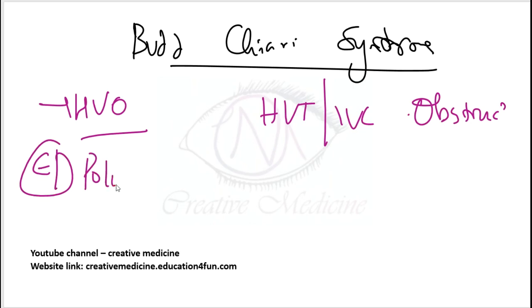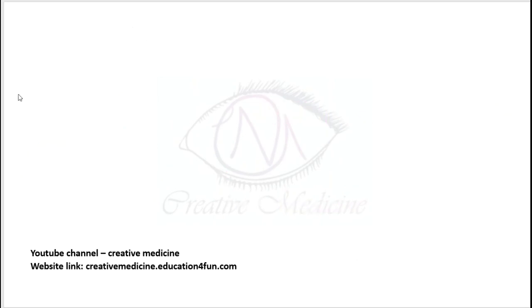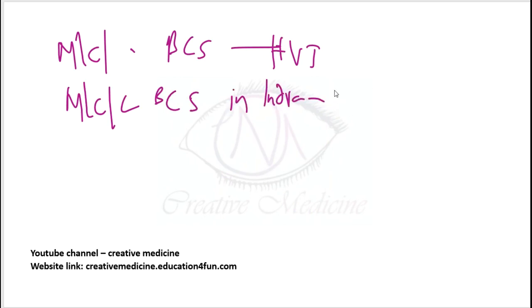If you look at the etiology, it can be due to polycythemia vera, where there is hypercoagulability because of increased platelets and increased RBCs, and this will cause hepatic venous obstruction leading to Budd-Chiari syndrome. The most common cause of Budd-Chiari syndrome in Western countries is hepatic venous obstruction, whereas the most common cause in India is inferior vena caval obstruction.